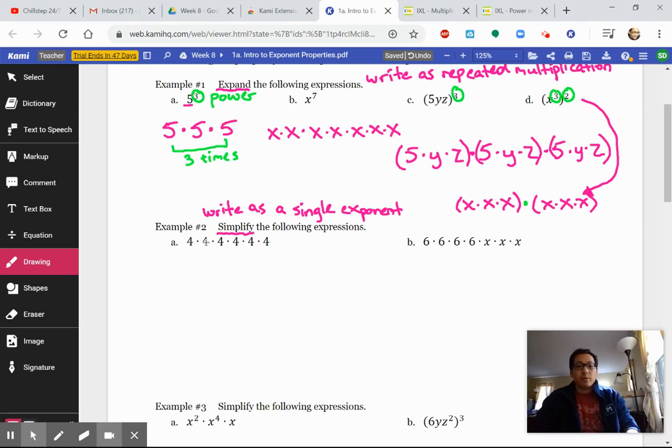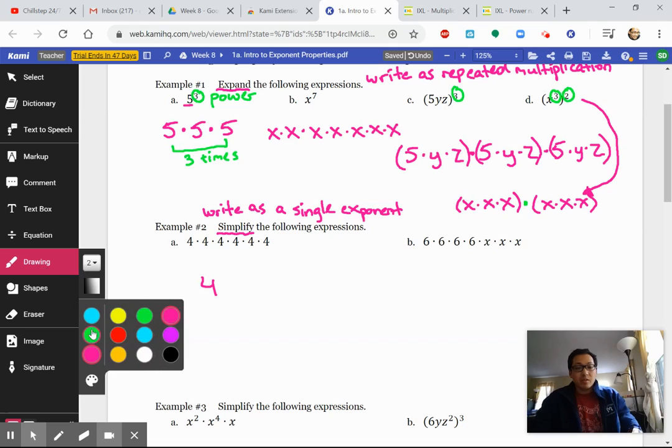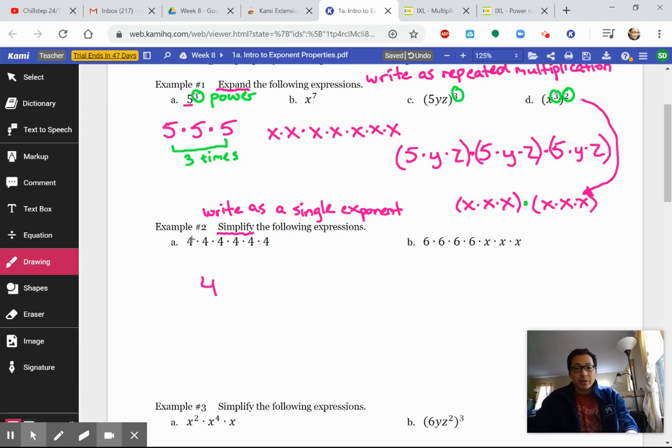How would we simplify 4 times 4 times 4 times 4 times 4 times, and so on? Think about that for a second, right? I don't mind, pause the screen if you like. But how could you write that as a single exponent? Well, you could write it as 4, that's the base, that's what we're multiplying by itself. How many times? To what power? To the power of 1, 2, 3, 4, 5, 6, right? To the power of 6.